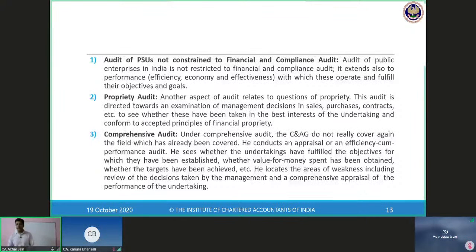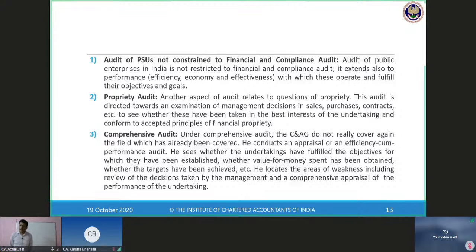So if you look at the propriety audit, it's about getting into the propriety of the project or the propriety of the activities. And in relation to this, a specified type of audit may be prescribed, on which detailed procedures will have to be performed, on which again a separate report will have to be submitted. But this is something which is coming over and above financial and or compliance audit. Next is about the comprehensive audit.